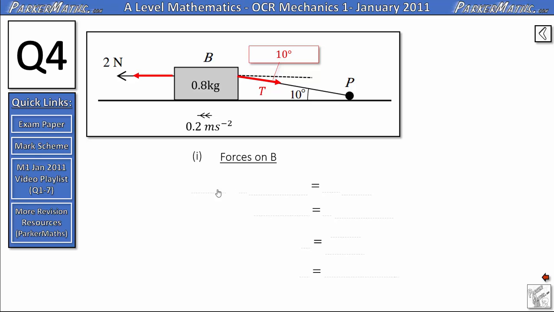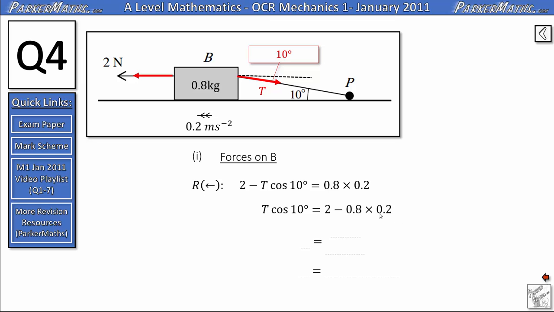So resolving in a horizontal direction, we'll take left to be positive. We've got 2 newtons minus a component of this T. As the direction we're going in includes the angle here, it's going to be minus T cos 10 degrees. And that's going to equal mass times acceleration, so 0.8 times 0.2. Let's rearrange to isolate T cos 10, adding T cos 10 to both sides and then subtracting 0.8 times 0.2 gives us T cos 10 equals 2 minus 0.8 times 0.2.